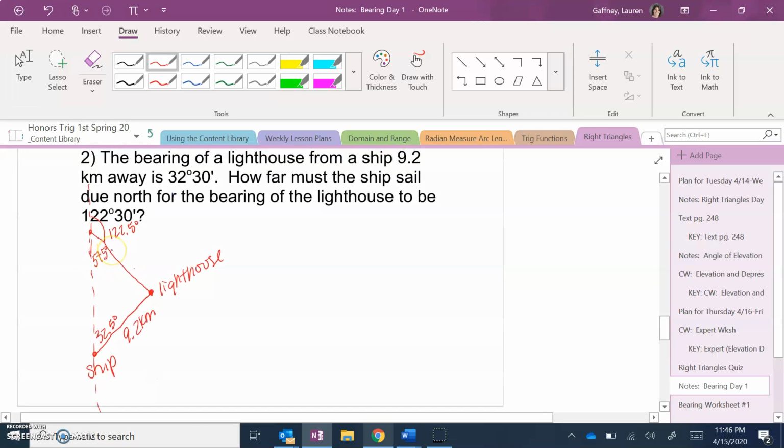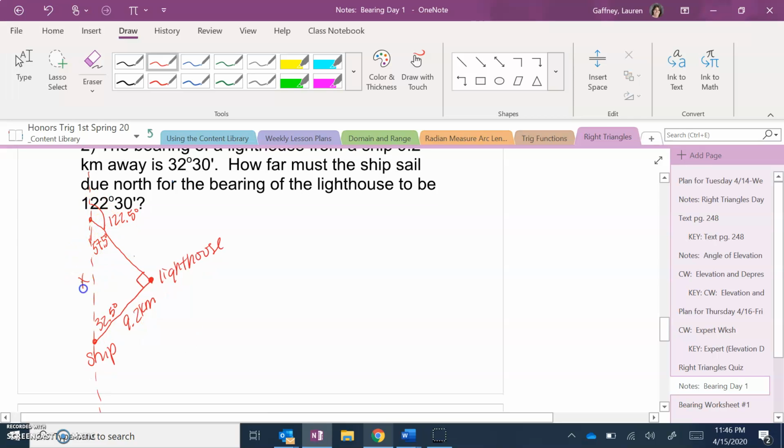Okay? So we have our vertical line. So far we labeled everything. Okay? We need to find that 90-degree angle. So if this is 57.5 and 32.5, you add those up. What's left is 90 degrees. That's your 90-degree angle. We want to know how far the ship has to sail from here to here to get that bearing of 122.5. So we're looking for this piece right here.